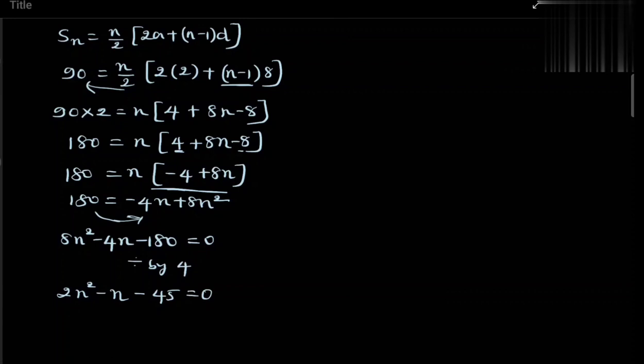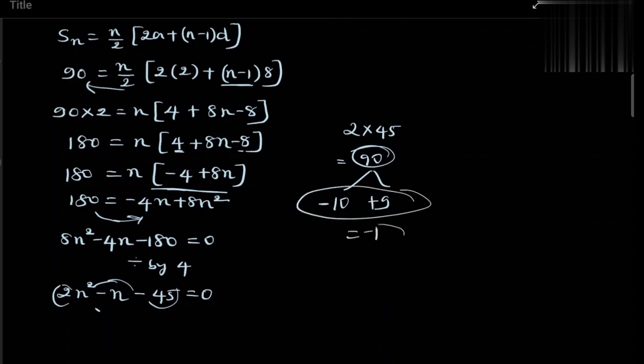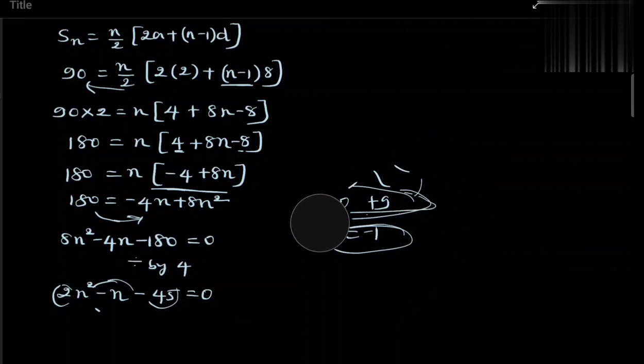To factorize this equation, consider 2 into 45. That is 2 into 45, it will become 90. So we have to find the factors of 90. That is 10 and 9. 10 nines are 90, right? Now while adding we have to get minus 1. So it will be minus here and plus here. Minus 10 plus 9 means minus 1, right? While adding we have to get minus 1 and while multiplying we have to get 90. This is how we find the factors. Therefore the factors are minus 10 and plus 9.